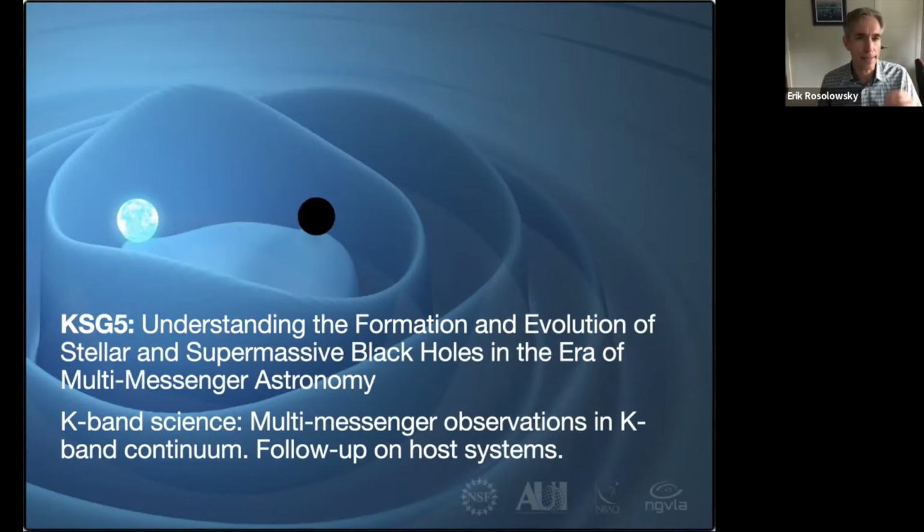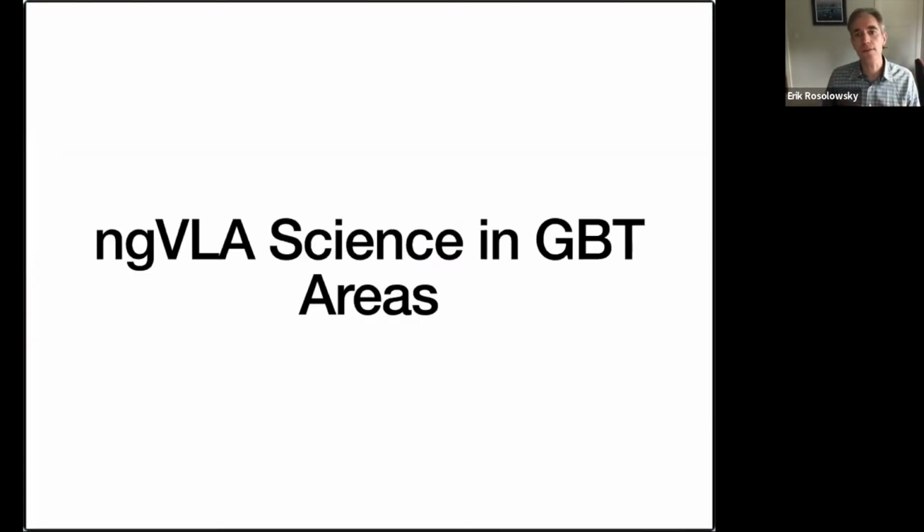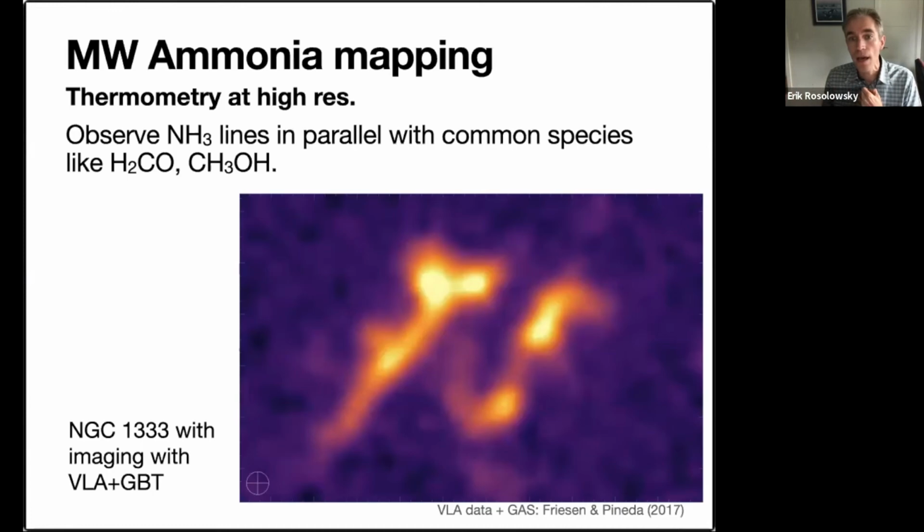And I want to come back to some of the ones that really focus on where the ngVLA is going to operate in spaces where the Green Bank Telescope has already had some really great demonstrated scientific successes. I think the very first one is going to be mapping of ammonia in the Milky Way. We hear a lot about this at this conference. I love all of this stuff. It's simply the best science.